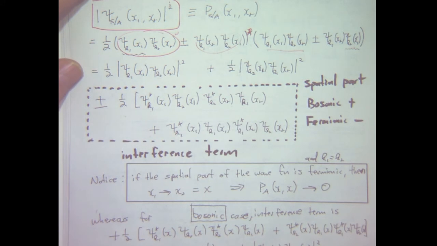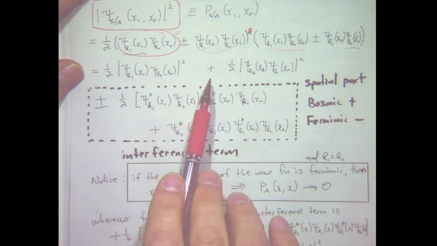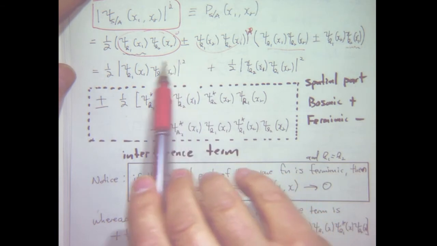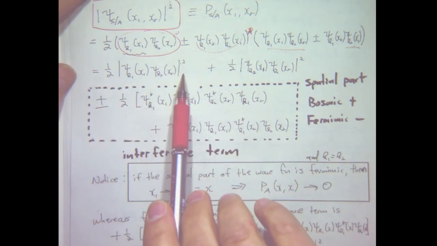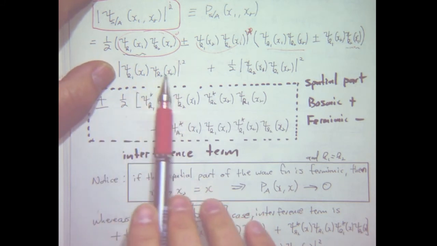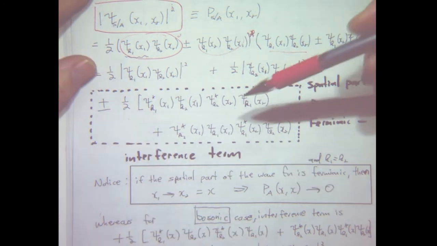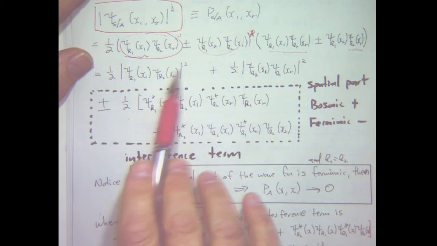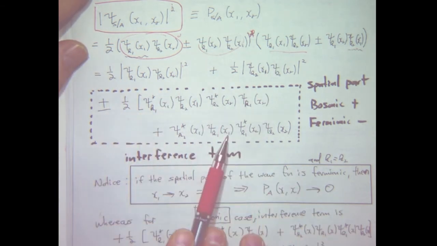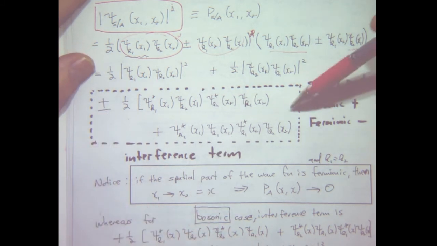Because if the particles were distinguishable, then all you would have is this term here without a half. If they were distinguishable, all you would have is this. But if they're indistinguishable, you have this extra, this real number, this is actually real number two. You have plus and minus this, but whether it's plus or minus depends on if you're talking about bosons or fermions.